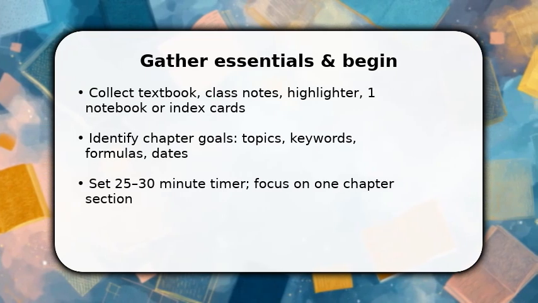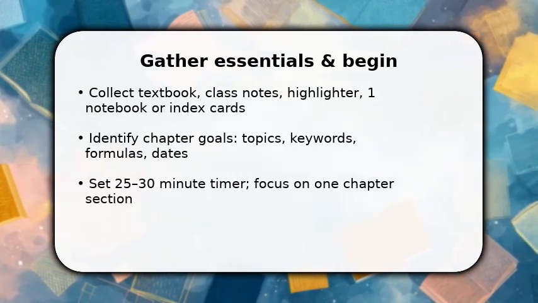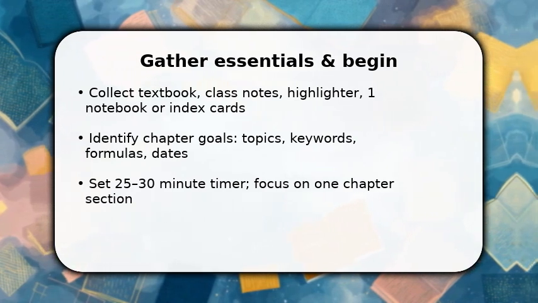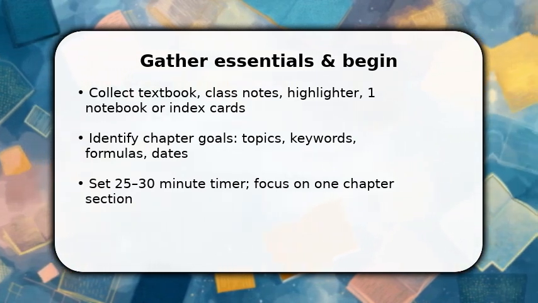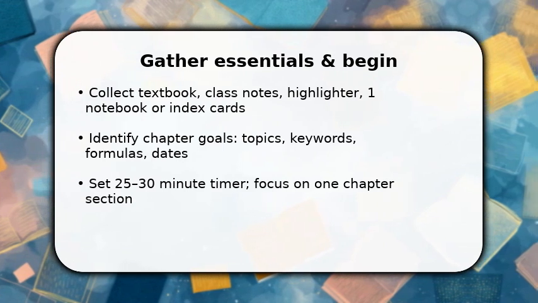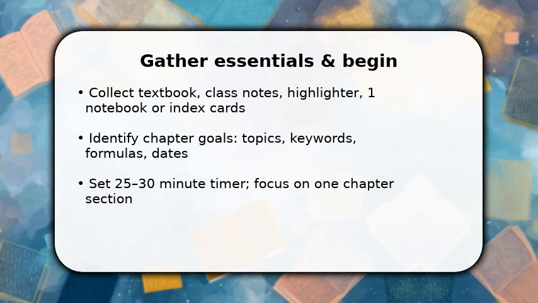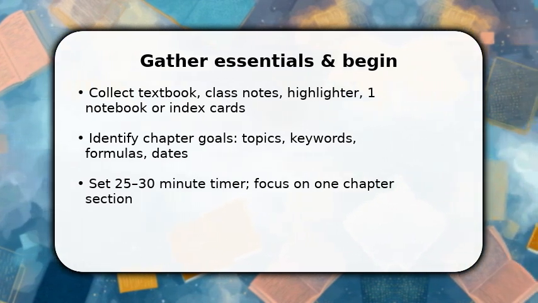You start with essentials and the first action. Open the chapter and scan headings to pick 3-5 core ideas. You highlight key phrases, then jot a one-line summary for each heading. This forces clarity. Once done, condense definitions to 3-5 words and mark formulas or dates with a star.